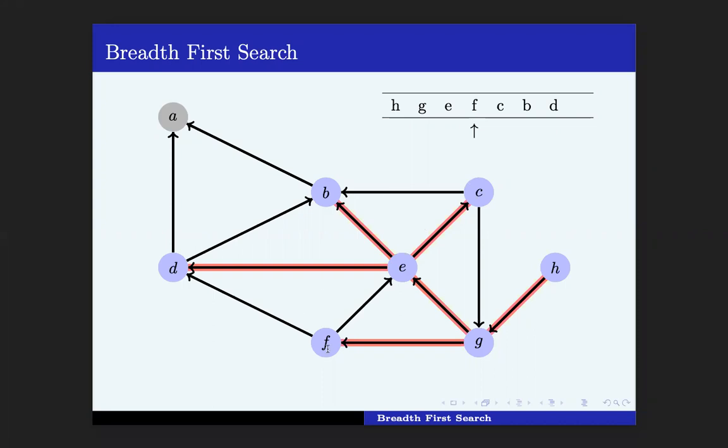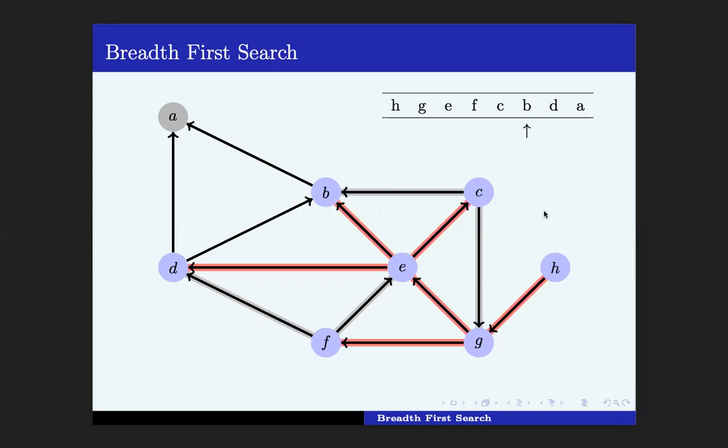I'm currently understanding F. F is at level 2, by the way. I look at both of its neighbors, and both of them are already visited, so there's nothing else to be done. So I go to the next level, and the next level is C, B, and D. I take C. I look at both neighbors of C, and both of them are already visited. Again, nothing to be done.